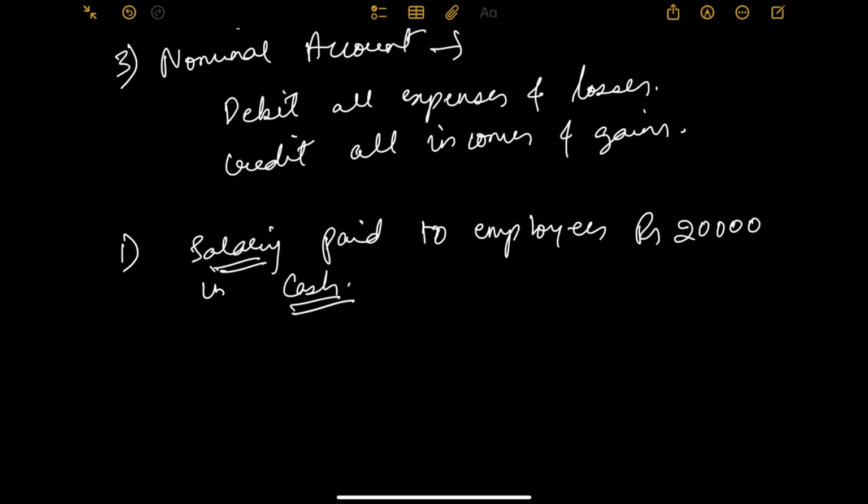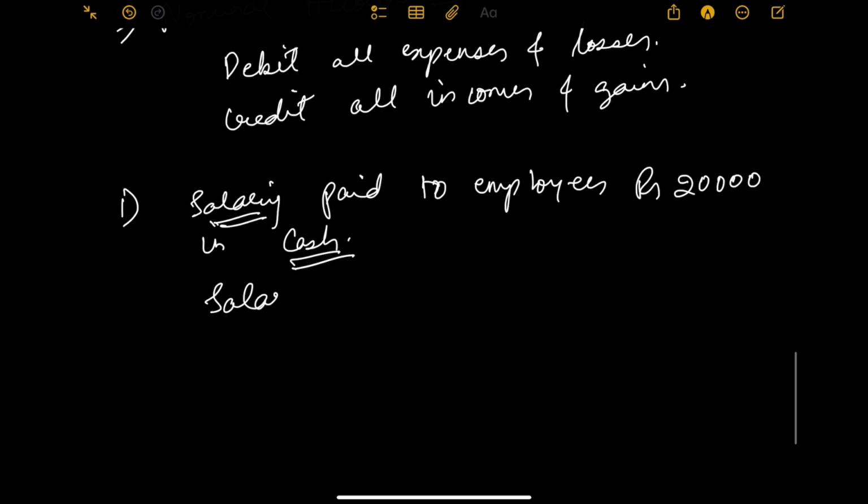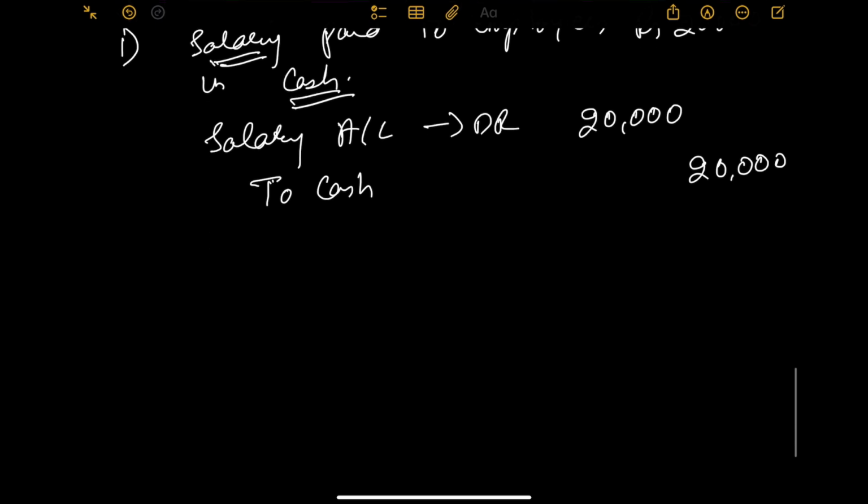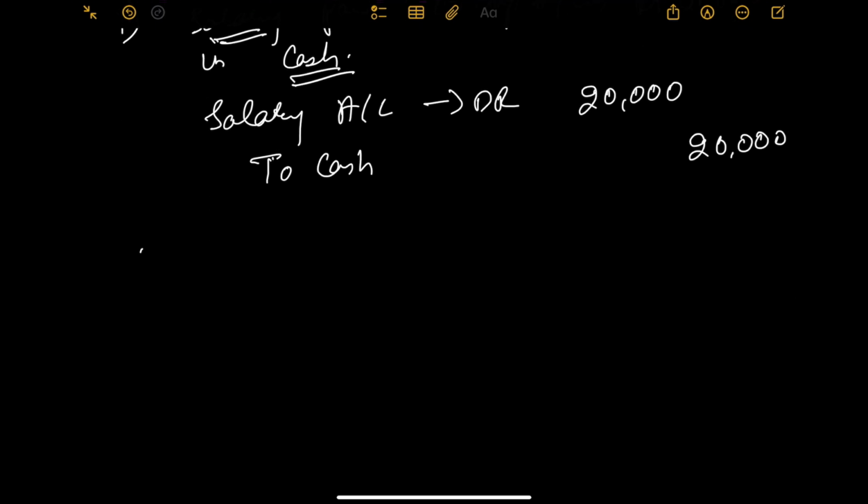Now cash is a real account, right? What is the rule for real account? Debit what comes in, credit what goes out. So here the salary is paid in cash, so cash is going out of the business, right? So now under nominal account we are debiting salary account, debit rupees 20,000, to cash because cash is going out of the business. This is example number 1. We'll take example number 2 for nominal account.